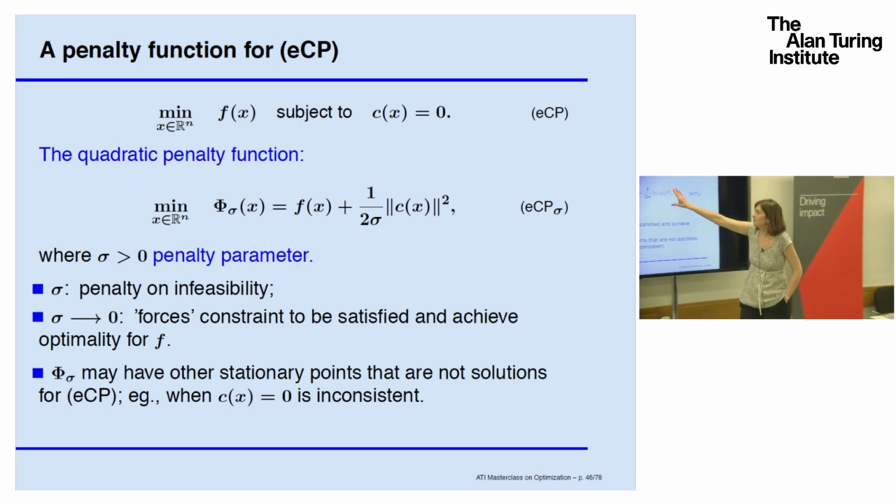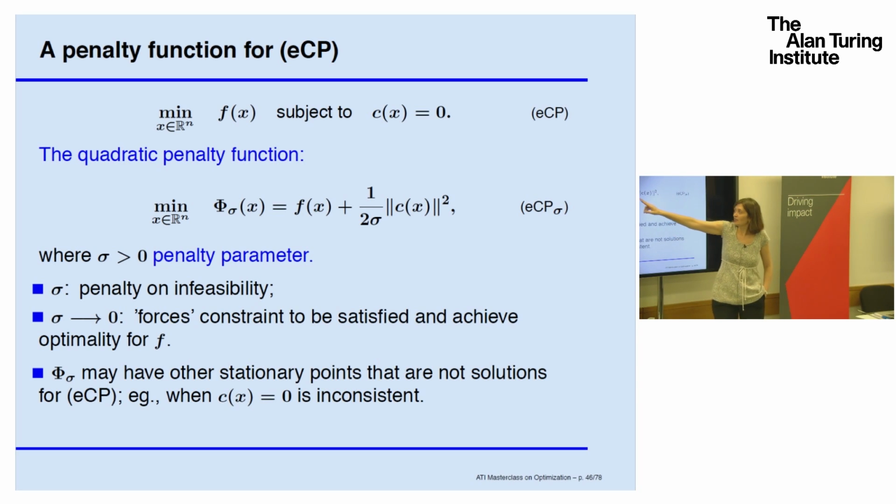the penalty function. And here I'm just talking about quadratic penalty, but there are other penalty functions as well. So what do we do in quadratic penalty? We put all the constraints in a norm. So c is a vector, but I put it in, say, an L2 norm, for example. I square the norm, and then I put a weight here of 1 over 2 sigma. The 2 is just because of the square, but 1 over sigma. Sigma is positive.